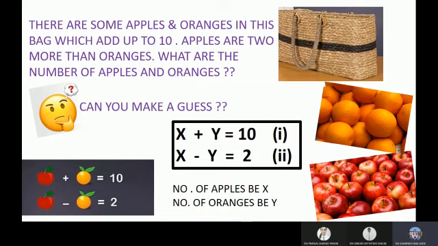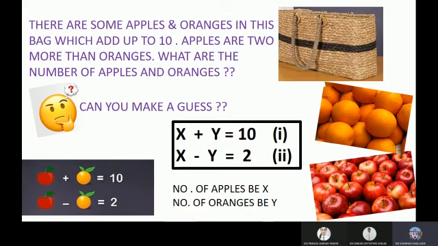First we'll consider our example. Suppose I tell you there are some apples and oranges in this bag and they add up to 10. And secondly, I give you one more hint: apples are two more than oranges. So the question is, what are the numbers of apples and oranges? Can you make a guess? Well, I know you can solve this mystery in your mind only. But today we learn how to solve this mystery mathematically and with proper methods.